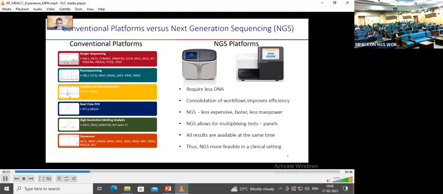Towards the late 2010, we had started performing limited amounts of Sequenom, which allowed us limited amounts of multiplexing. That was the first entry into multiplexing. But when next generation sequencing arrived with all the benefits listed here, less DNA, consolidated workflow, multiplexing, and so on, it really took over from many of these other platforms. It has almost become a Swiss Army knife of a molecular lab for us, where we were able to quickly consolidate a lot of these platforms onto a single next generation sequencing platform.